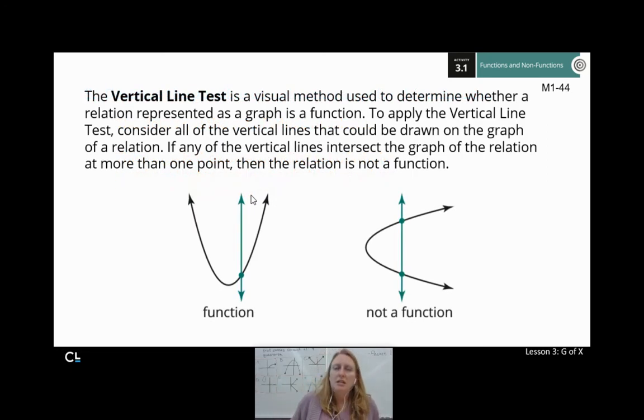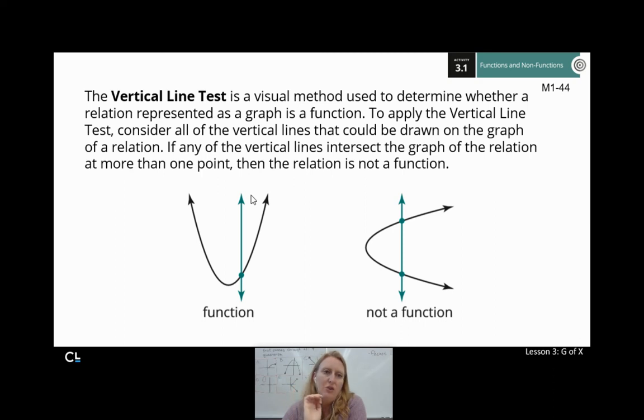Now, one of the easiest ways to tell whether or not a relation is a function is by using something we call the vertical line test. And maybe it's easiest for me because it's visual, all right? The vertical line test is a visual method used to determine whether a relation represented as a graph is a function. So you do have to have a graph to use your vertical line test.